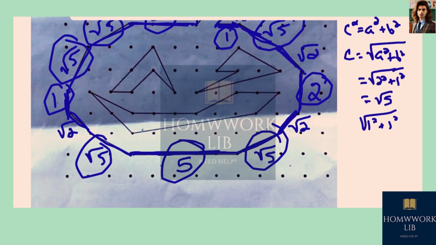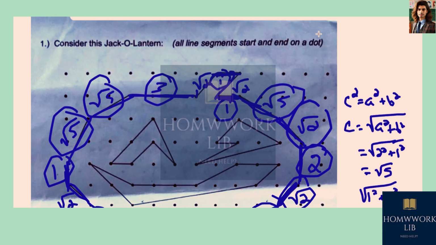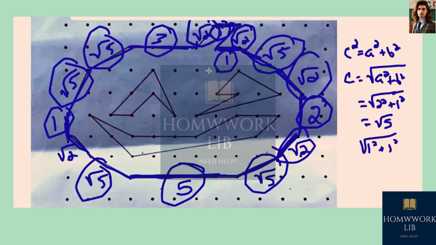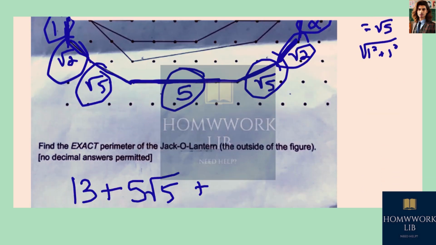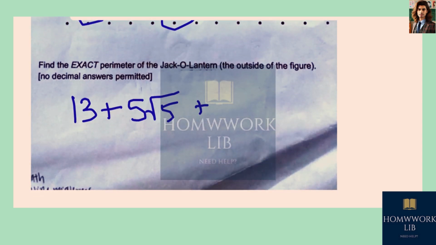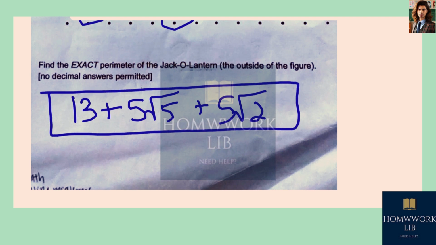And then we have 1, 2, 3, 4, 5 square root 2s. We can't combine the square root 5 and square root 2s because they're different radicals. This would be our exact perimeter.